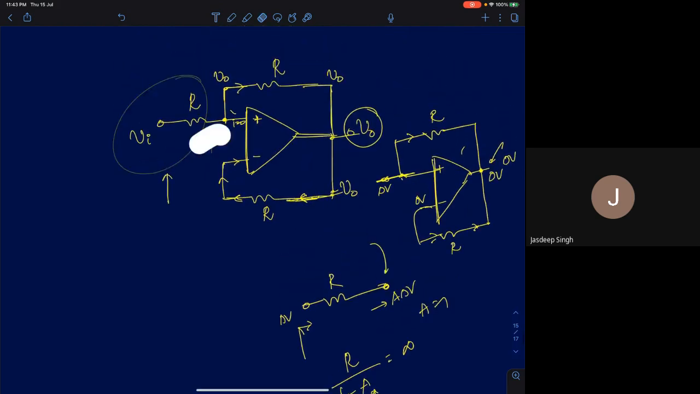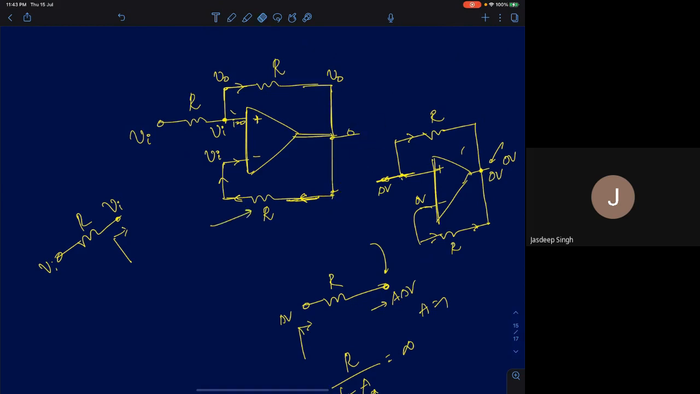Because you see infinite impedance, you have a resistor and Vi here, and this node will also come to Vi. Once this node comes to Vi, this node will also come to Vi. Now since no current flows through this resistor, the output node will also come to Vi. And again, no current flows through this, so everything is satisfied. So this is one way of analyzing the circuit.